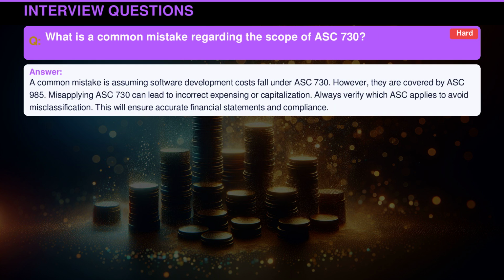A common mistake is assuming software development costs fall under ASC 730. However, they are covered by ASC 985. Misapplying ASC 730 can lead to incorrect expensing or capitalization. Always verify which ASC applies to avoid misclassification. This will ensure accurate financial statements and compliance.